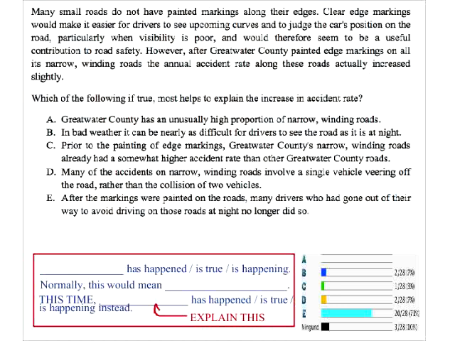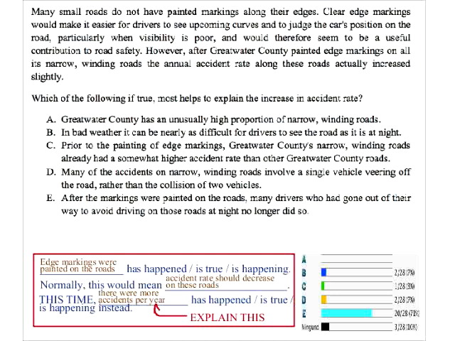Well, you painted these edge markings on all of its roads. Edge markings were painted on the roads. So normally this would mean that the accident rate should decrease on these roads. But there were more accidents. So accident rate along these roads is like the accidents per year. It's an annual accident rate. So there are more accidents per year.